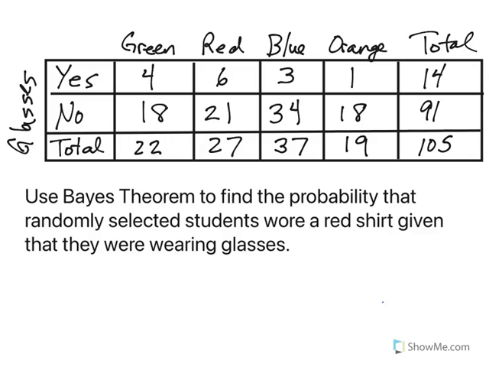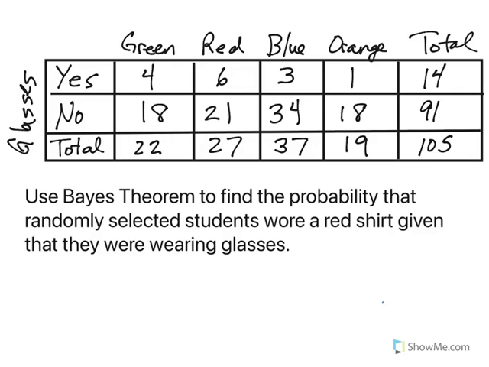So let's go ahead and jump into a question. We have ourselves a table. Horizontally, we're talking about glasses, so students who wear glasses, this is a yes or a no. Yes across the top, no across the bottom. Then we have 4 colors of t-shirts: green, red, blue, and orange. And then obviously we have the total. So we have 105 total students in the table.